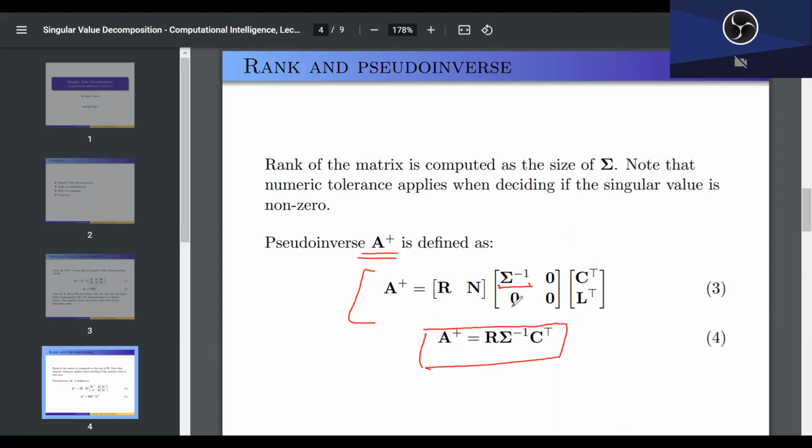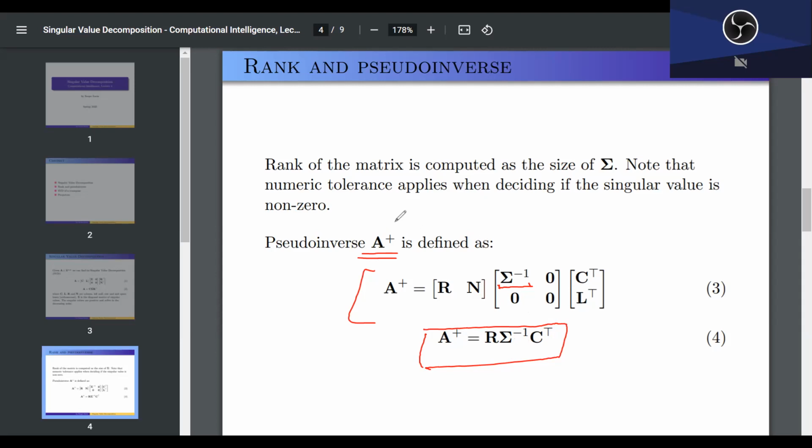Notice that in both cases, this simplified form does not involve L or N. It only involves R and C. So null space and left null space never play any role in actual SVD representation of a matrix. They only play a role in other computations, but not in SVD itself, in the decomposition itself. Like we don't need them to recover A or A inverse.